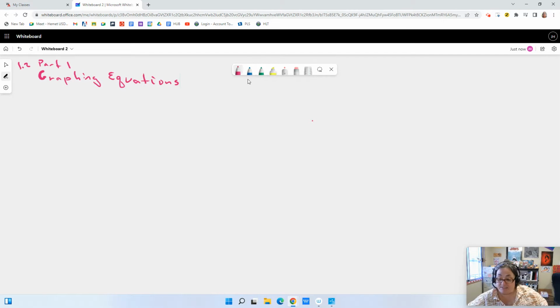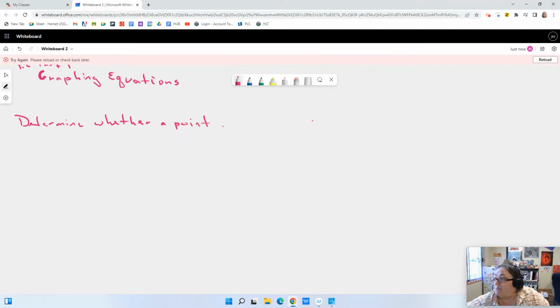And the very basics in graphing, we need to first start with how do we know if a point works, right? This is before we even get into the graphing. To determine whether a point is on the graph of an equation. It's so much easier to say than it is to write.